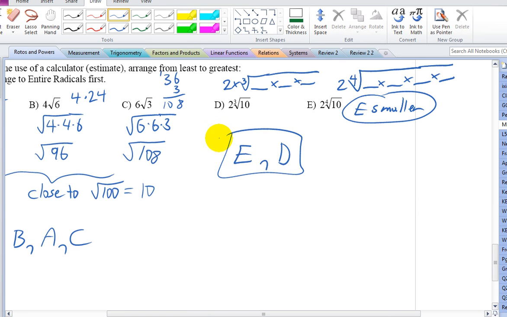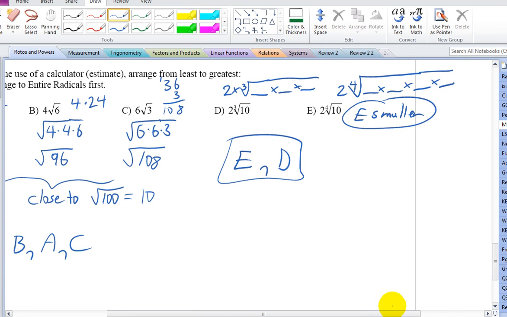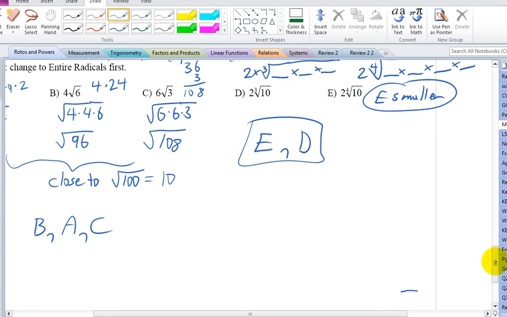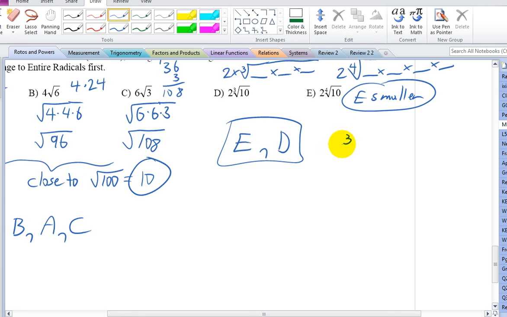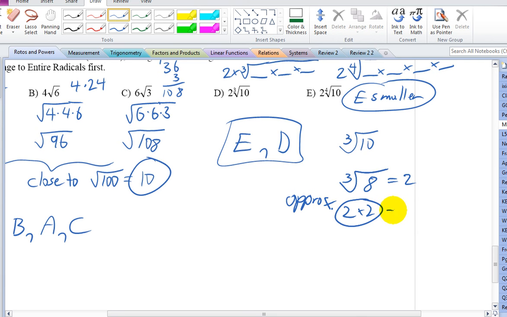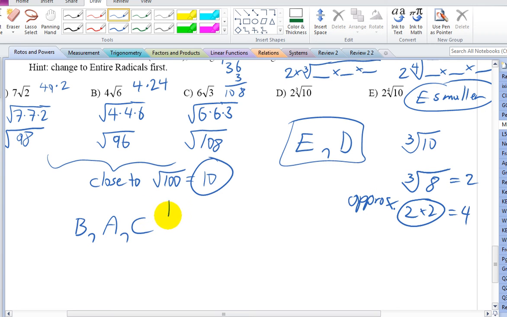Okay. So what we have to do now is compare the first 3 with the back 2. We know the first 3 are going to be close to what number? The first 3, they're going to be close to the number 10. So what about the back 2? Cube root of 10. Do we know another perfect cube? What's 1 cubed? 1 times 1 times 1? 1. What's 2 cubed? 2 times 2 times 2? 8. So we're really close to cube root 8, which is 2. So approximately we have 2 times 2. Right? Approximately that's what we have. So we're somewhere around 4. So should E and D go at the front or at the back?